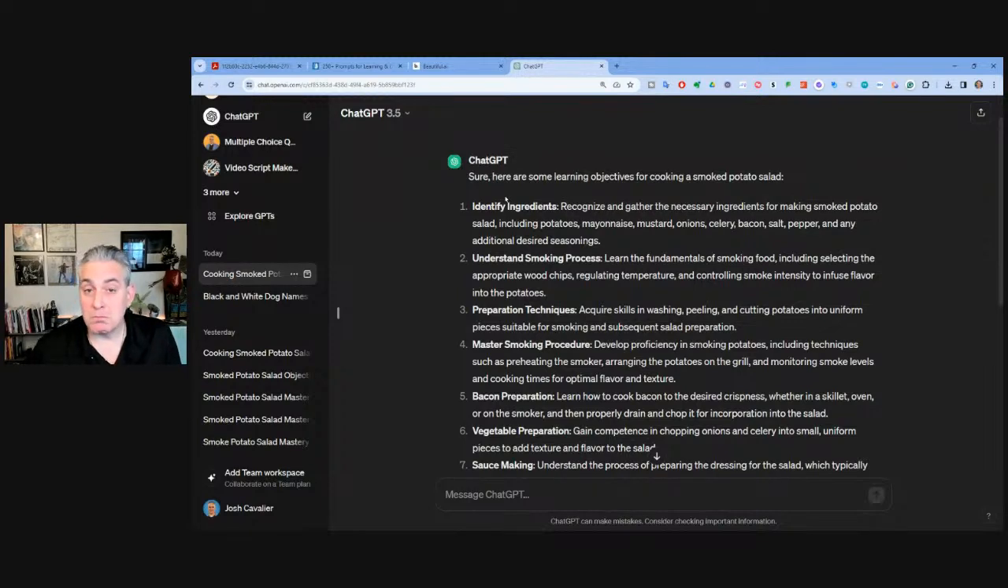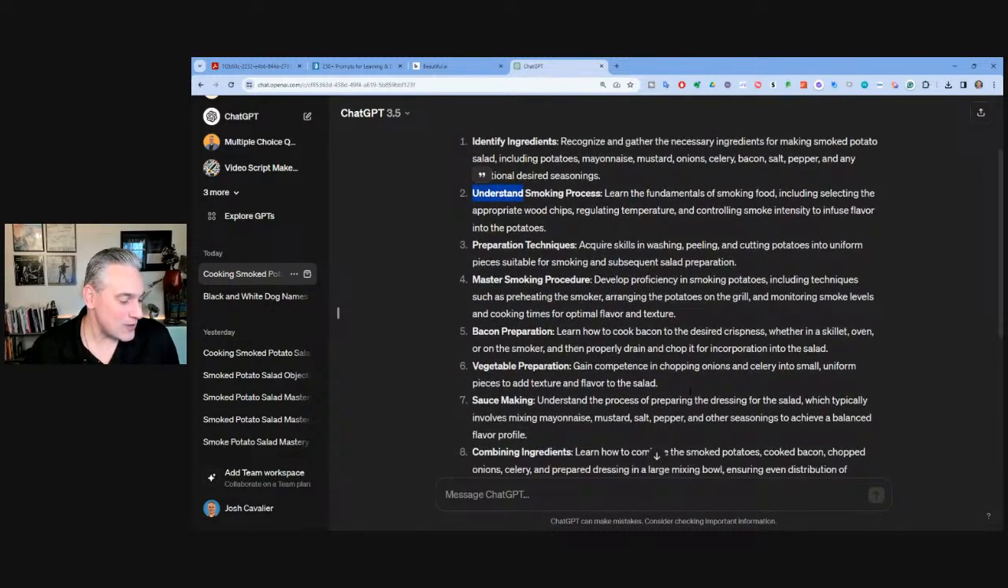All right. So at first glance, these look just okay. Identify ingredients, understand the smoking process, learn the fundamentals of smoking food. They just look okay. But there are some things in here that make me a little nervous, like the verb understand. If you start seeing verbs like understand, know, learn, how do you measure those? That inherently is an issue. So again, these are just okay.